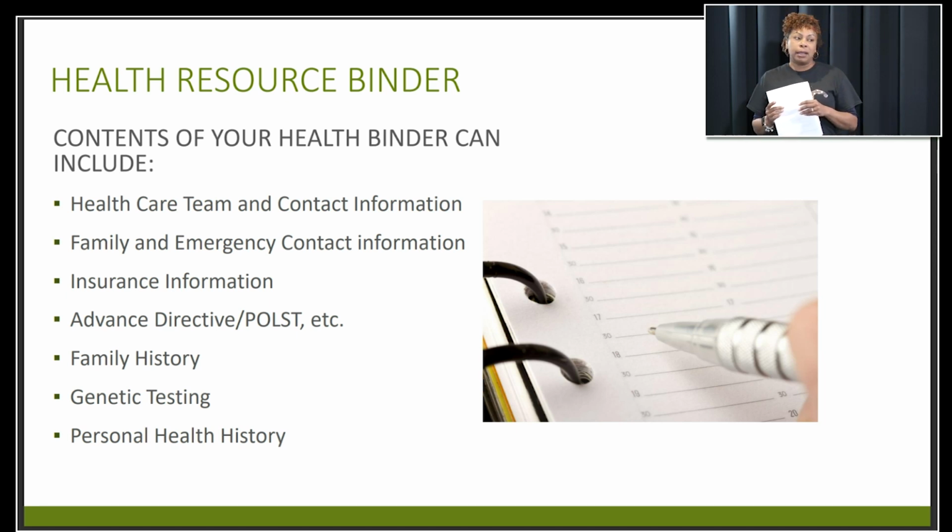Advance directives. Anyone with sickle cell disease that does not have advance directives should put that as number one on their list. Advance directives tell people what you want in the event that you can't speak for yourself. So you should have that information already put together.